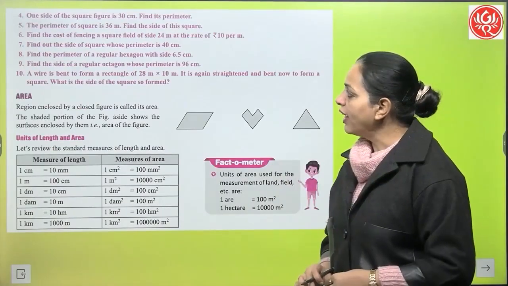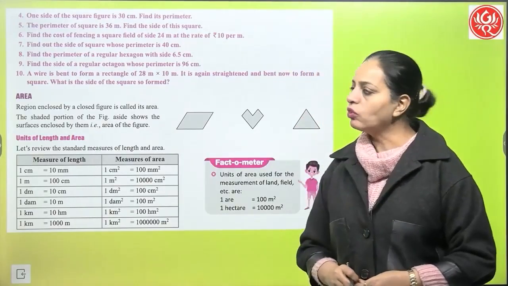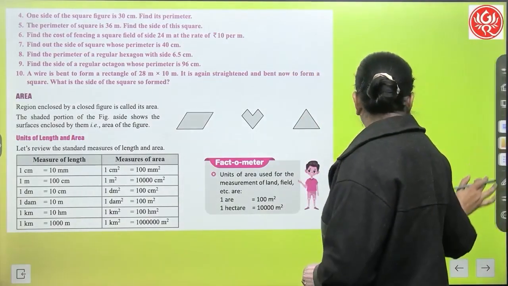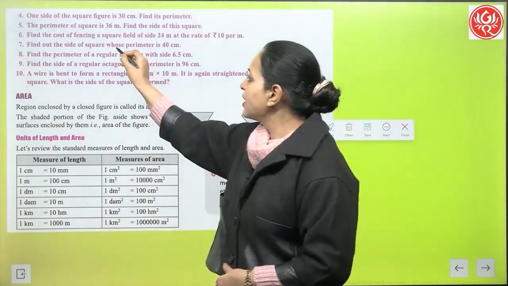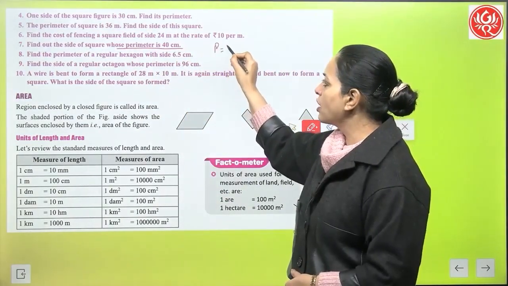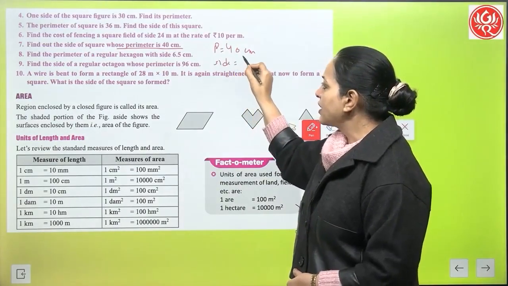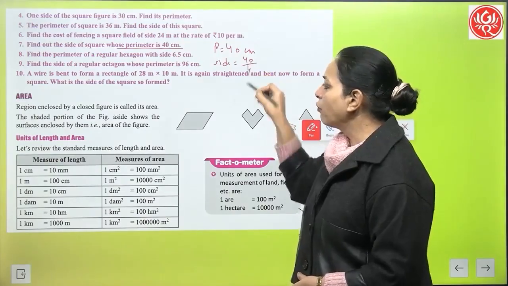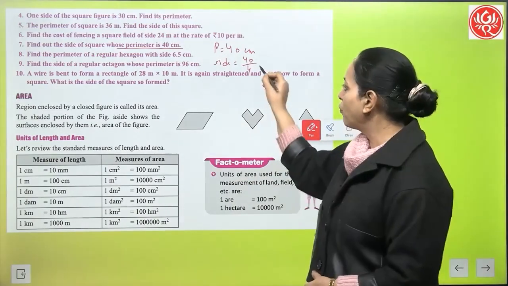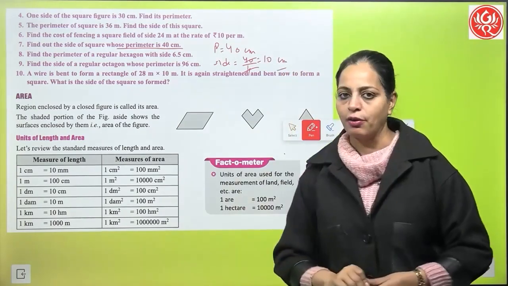Okay. Now the next, like here some question, like the seventh one: find out the side of a square whose perimeter is 40 centimeter. The seventh question. Perimeter of a square is given, 40 centimeter. What is the side? Side is 40 divided by 4. Perimeter divided by 4. That is 10 centimeter.